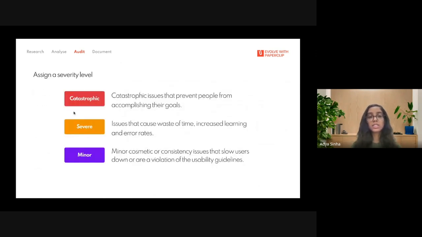While you are assigning the severity level with all the observations, you could consider catastrophic, severe, and minor. Catastrophic is an issue that prevents the user from completing their task, basically something that creates a dead end. A severe issue could be something that wastes user time, increases their learning curve, or increases the error rate, something that makes the flow less intuitive. Minor issues are cosmetic and consistency issues that slow the user down, something which can be resolved quickly with quick fixes.